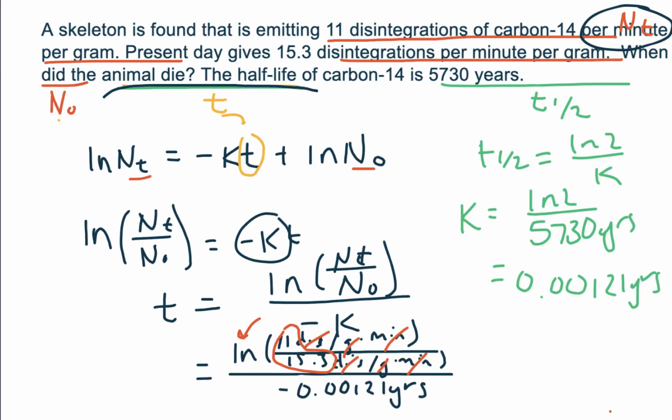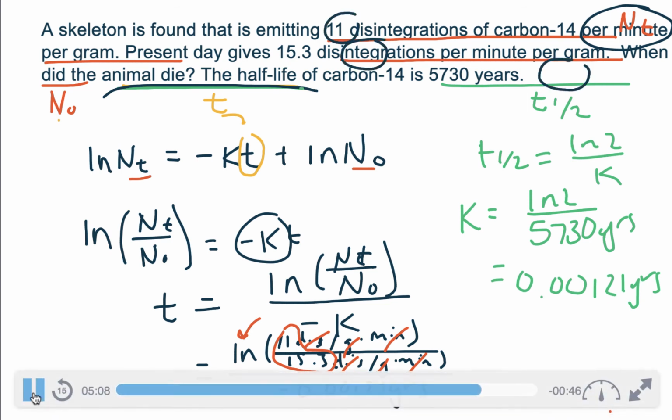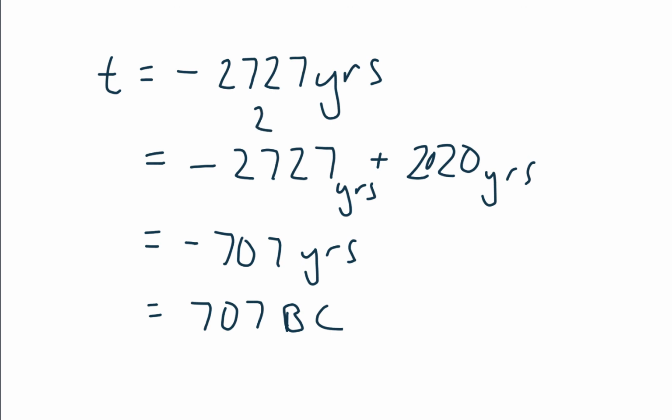And then we can look at our sig figs. So we are given 2 here, 2 here, 3 here, which means that at maximum this time here can have 2 significant figures, which puts it here. Answer is only accurate to the hundredths place from this one, so right here. So we can say the animal died around 700 BC.